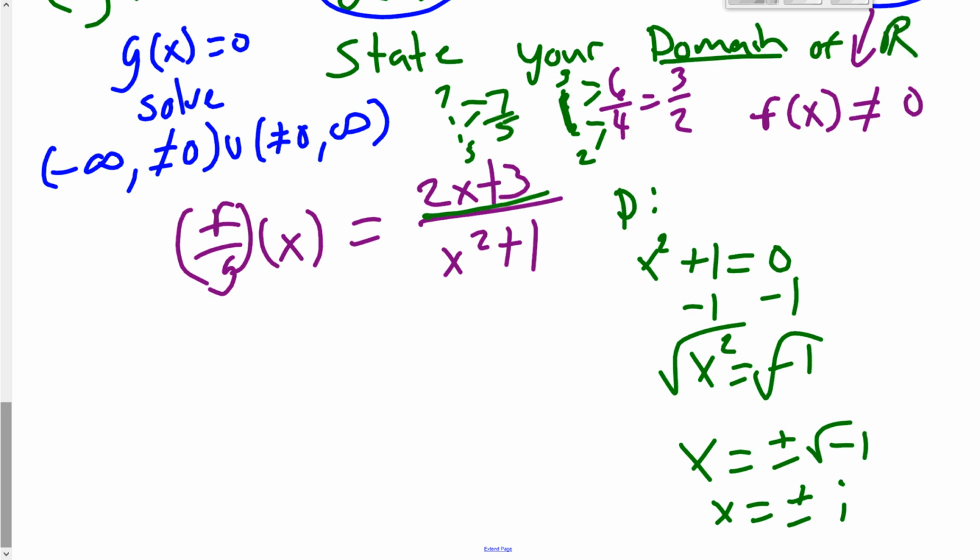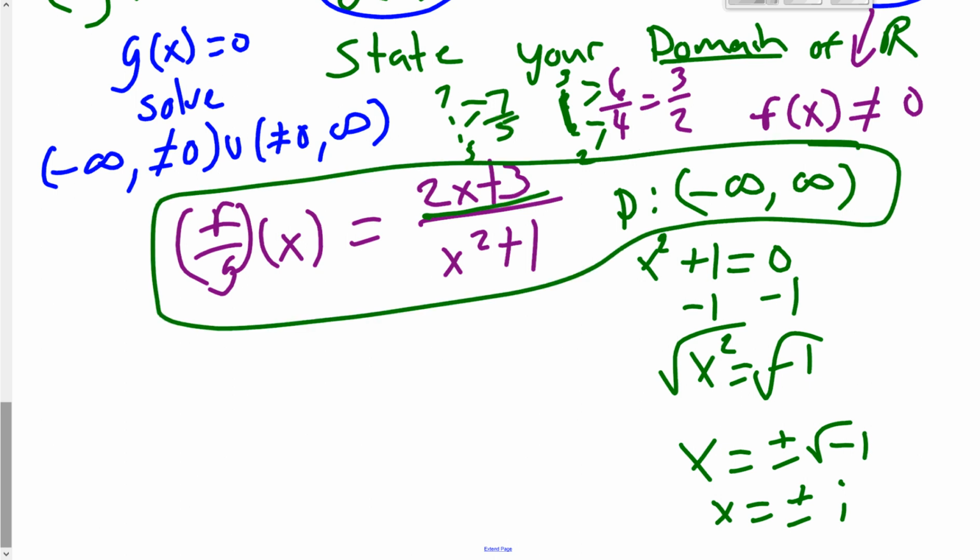So I can put any number in for x and I'll have an answer. So my domain would be from negative infinity to positive infinity. Okay, so that would be my answer right there. It's 2x plus 3 over x squared plus 1. My domain is from negative infinity to positive infinity. Now let's do another one that might reduce or might have a domain difference.